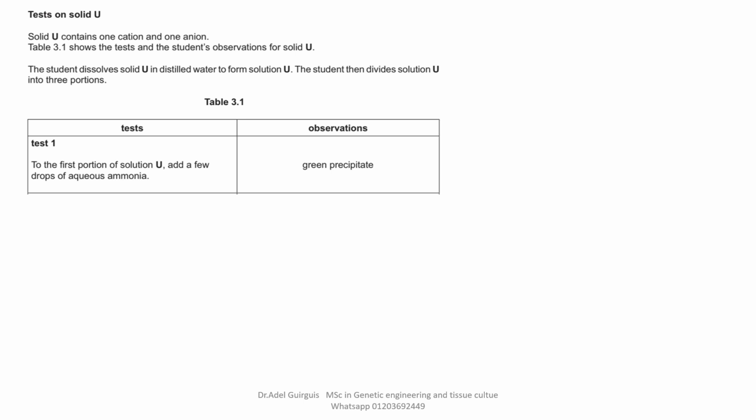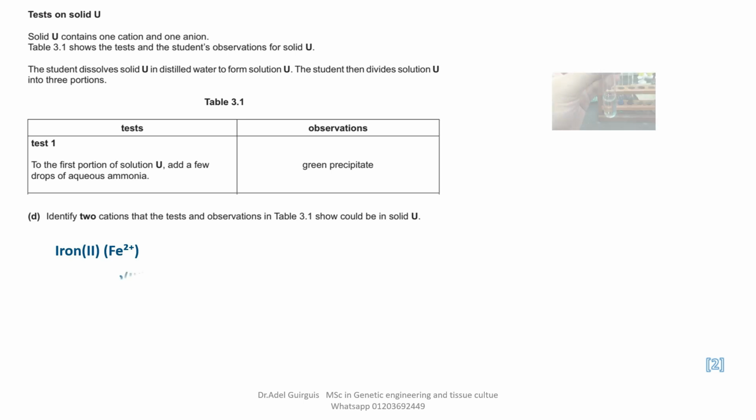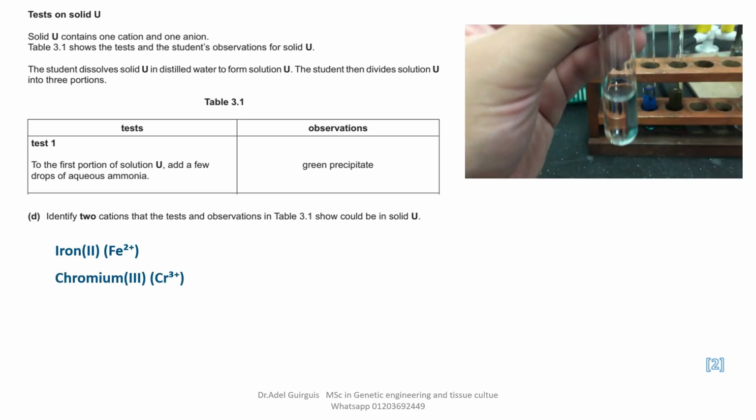When we add ammonia to a solution and a green precipitate is formed, this indicates the presence of either one of 2 cations. Here he asks me to identify 2 cations that the test and observation in table 3.1 show could be in solid U. Either iron(II), Fe2+, or chromium(III), Cr3+.